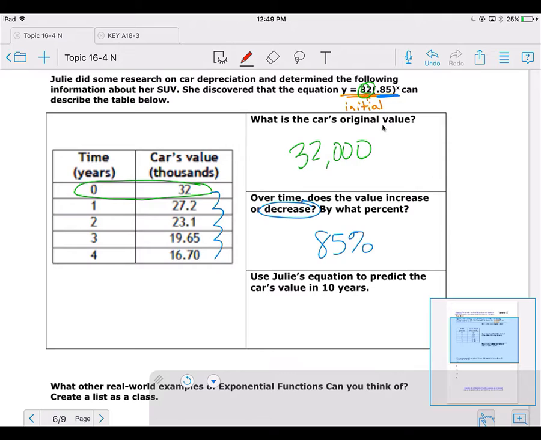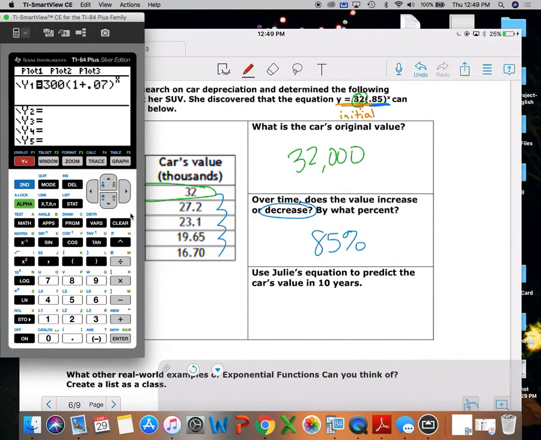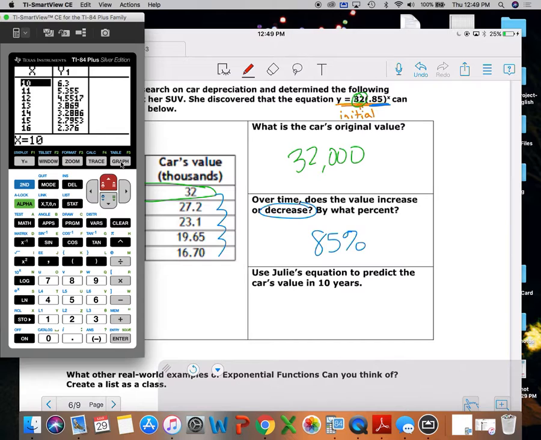Now we're going to use her equation to predict the value in 10 years. So I'm going to go back to my calculator. And y equals, I'm going to put in Julie's equation. So 32 times parentheses 0.85 raised to the x. And then I'm looking for 10 years. So that would be 6,300 because 6.3. But it is in the thousands.